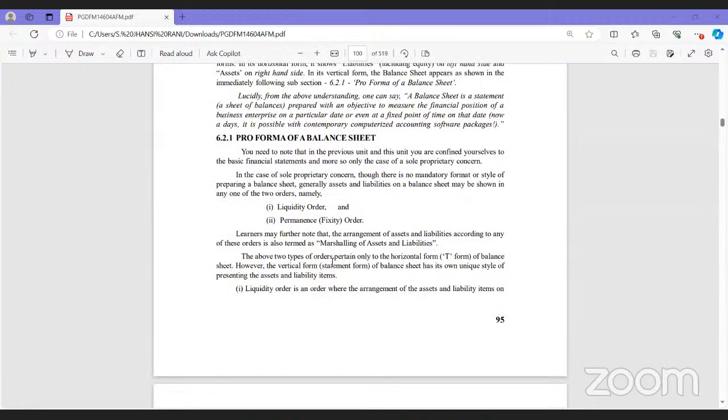Next. Here we have the form of the balance sheet. We have two orders of balance sheet: one is liquidity order, the other is permanence or fixity order. We also have the horizontal, that is T-shape form, and the vertical form. Just as we have the profit and loss account in both the vertical and horizontal forms, similarly the balance sheet is also prepared in horizontal form as well as vertical form.